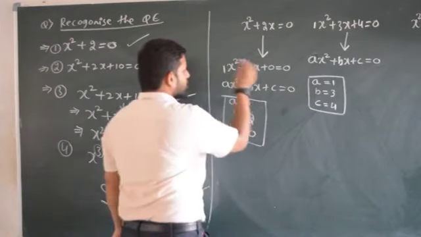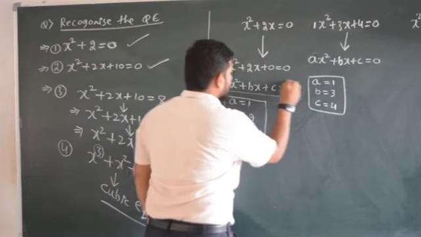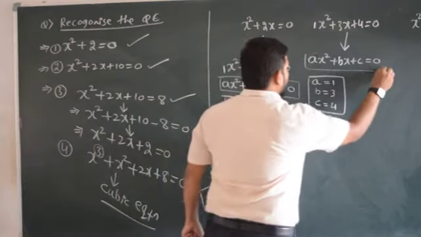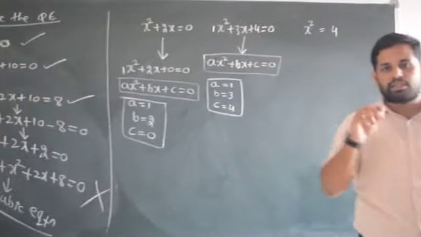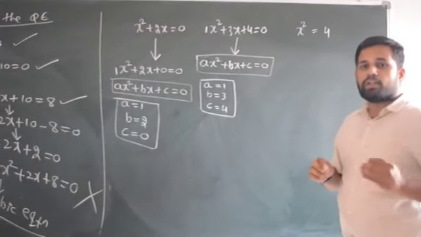I am having this equation. What is that? Ax square plus bx plus c equal to 0. Here also I am having ax square plus bx plus c equal to 0. I will come to that. Actually that is called the general form of a quadratic equation. General formula for a quadratic equation.